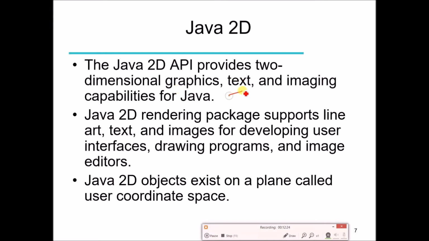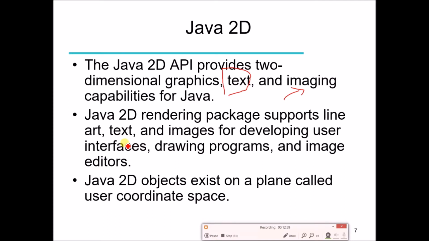If you want to draw text, we are going to draw the text as graphics, and there are imaging capabilities as well. We can read an image from an image file and draw this image in a Java frame or window, and we can apply certain operations on the image by using Java 2D. The Java 2D rendering package supports line art, text, and images for developing user interfaces, drawing programs, and image editors.